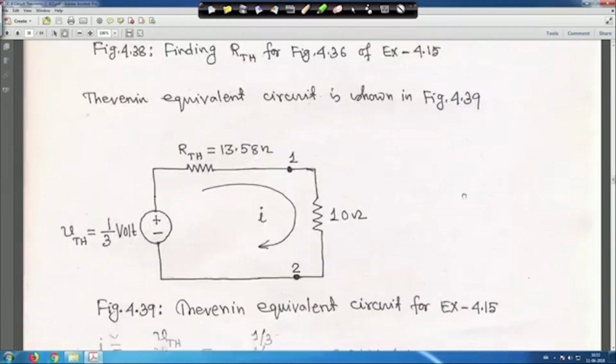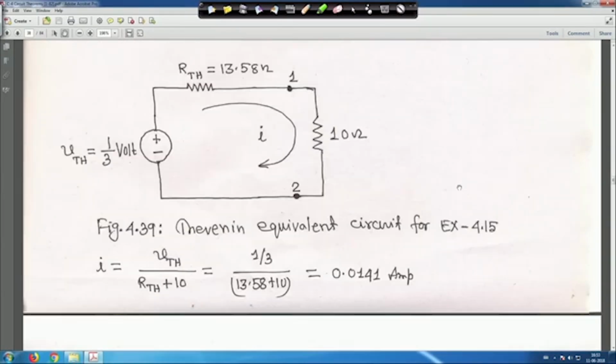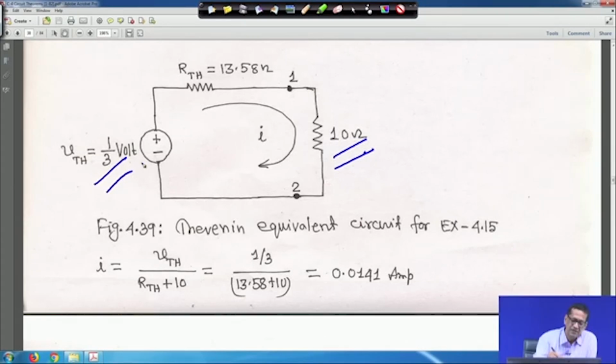And with this, your 10 ohm is now connected here. V Thevenin is 1/3 volt, R Thevenin is this one, and 10 ohm is connected here with that. So, ultimately you will get V Thevenin by R Thevenin plus 10, right, is equal to 1/3 divided by 13.58 plus 10. So, this is actually 0.014 ampere. This is your I, right. So, this is easy to understand.